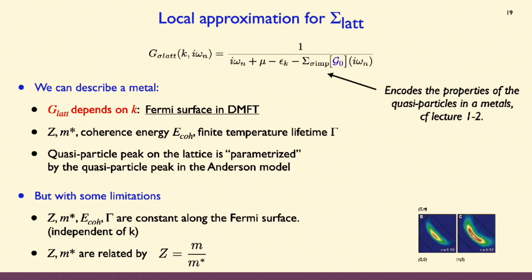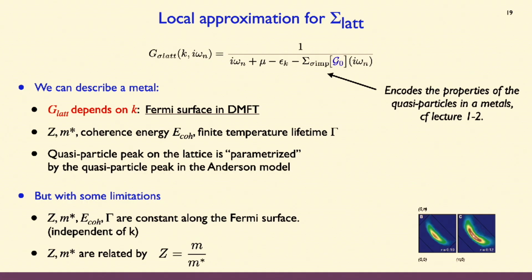But of course, there are some limitations, and it goes back to the previous question. Because the self-energy is independent of K, Z, M star, and gamma are all constant along the Fermi surface. They are independent of K. That's the first constraint. Second, they are related. If you go back to the equation I gave you yesterday for the effective mass, you see that there is a dk Sigma term, which is of course 0 here. And as a consequence, the quasi-particle residue and the effective mass are related. I mean, Z is equal to 1 over M star.